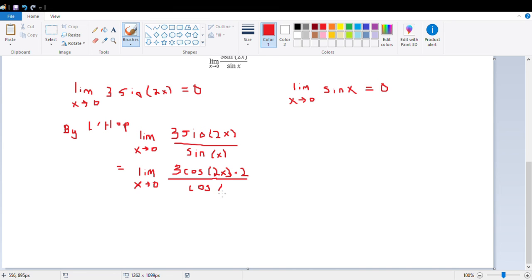Okay, now let's see if we can evaluate this. If I plug in 0 on top, I get 3 times the cosine of 0 times 2. Well, the cosine of 0 is 1, so this is really just 3 times 2, which is 6. When I plug in 0 to the bottom, the cosine of 0 is 1. So we know that this limit is 6.